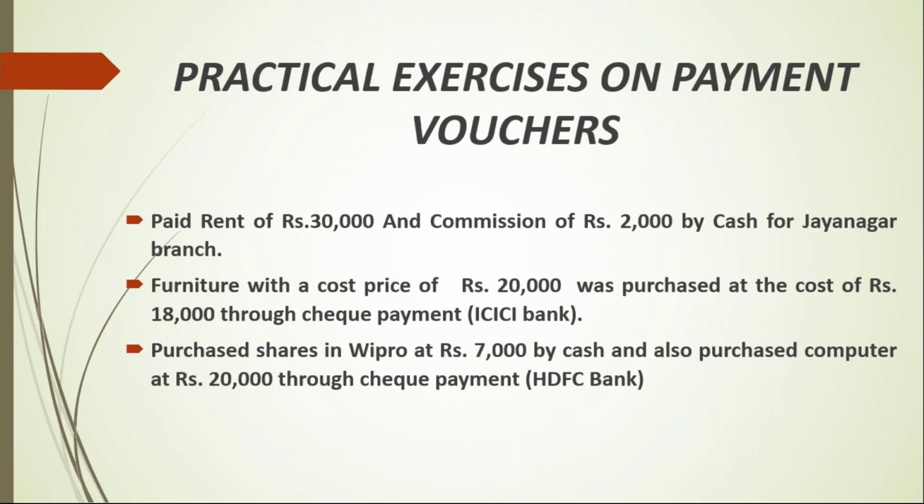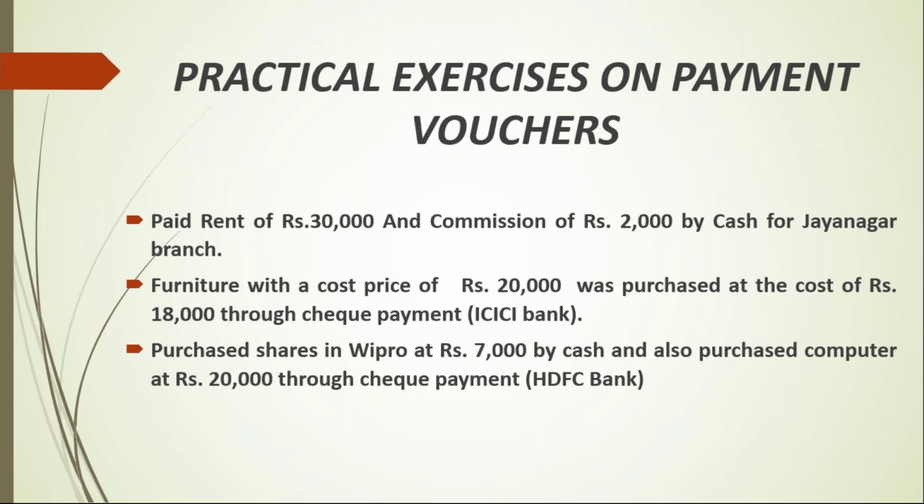Now we have certain practical exercises on payment vouchers. Here I've given 3 vouchers for payment, the initial ones. The first one is pay rent of rupees 30,000 and commission of rupees 2,000 by cash for Jayanagar branch. The company has paid rent of 30,000 and commission of 2,000 by cash for Jayanagar branch. This is the entry.